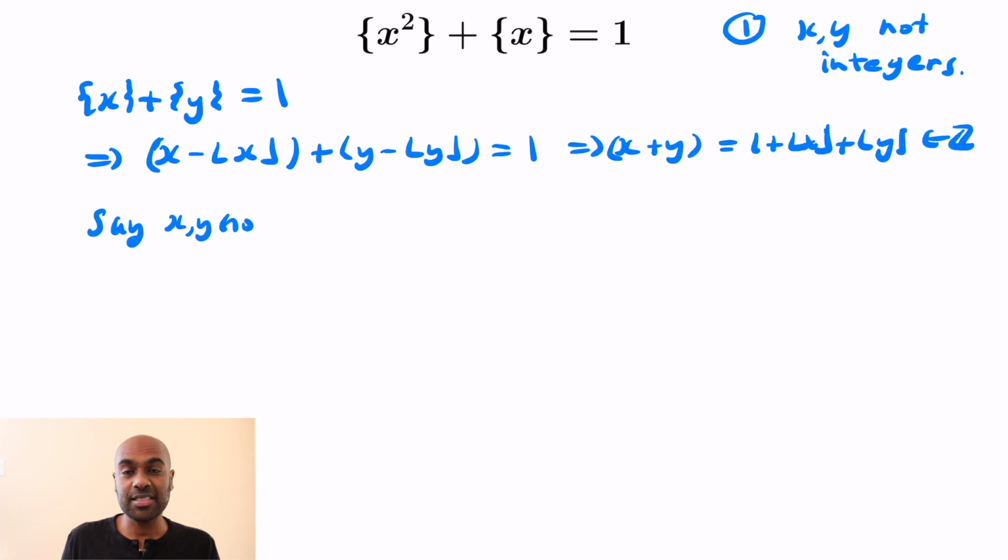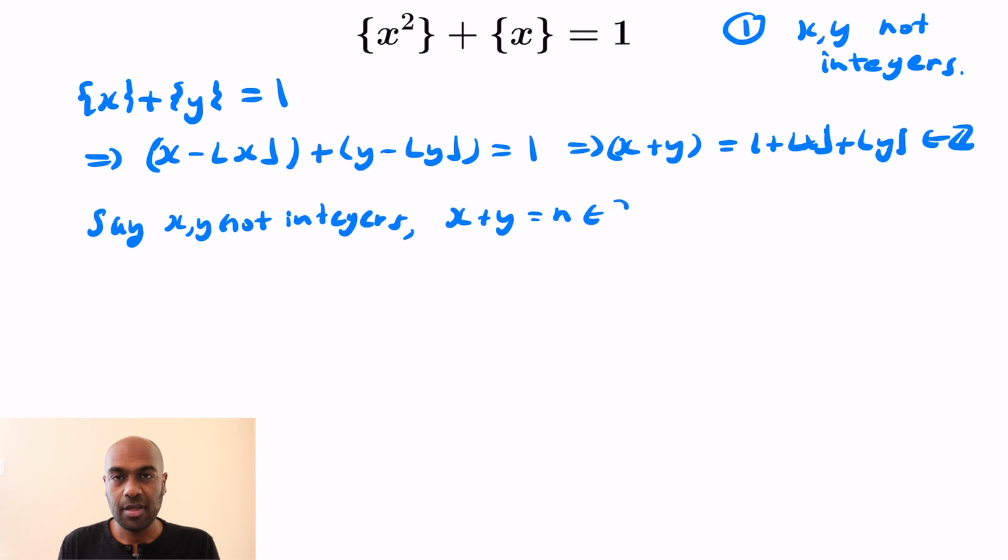So we know already x and y are not integers, and we added this necessary condition that we're forced to have x plus y be an integer. Now we'll see that that's actually a sufficient condition. So suppose x and y are not integers, and x plus y is an integer, let's call it n.